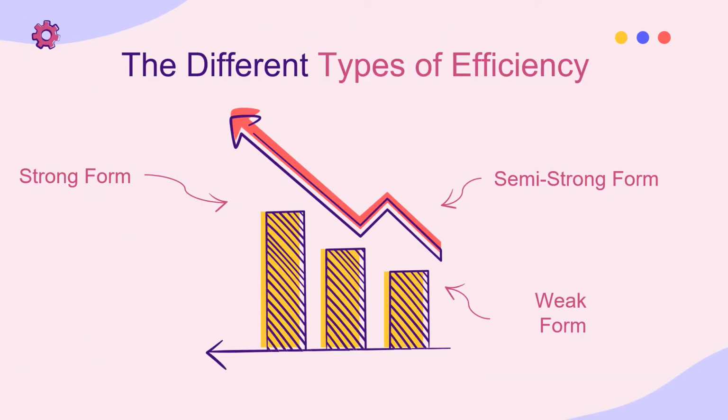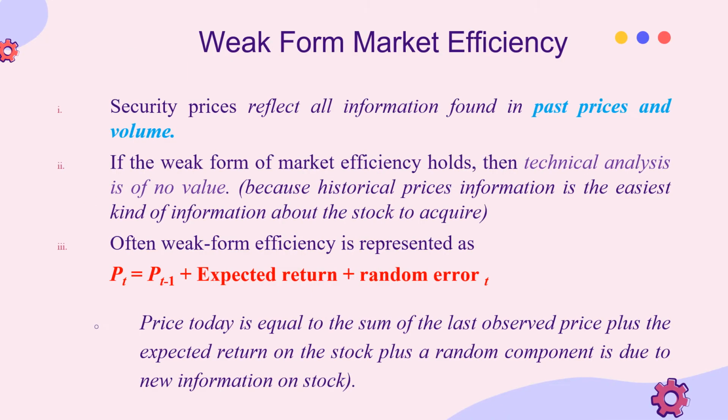Okay, so you kena tahu dia ada 3 types of efficiency, which is strong form, semi-strong, and weak form. So kita kena tahu apa tu weak form. On this slide, you kena betul-betul faham sebab dalam soalan selalu tanya on this type of efficiency. So this is the weak form market efficiency. What is weak form market efficiency? Bila apa akan berlaku? What happens when weak form market efficiency holds?